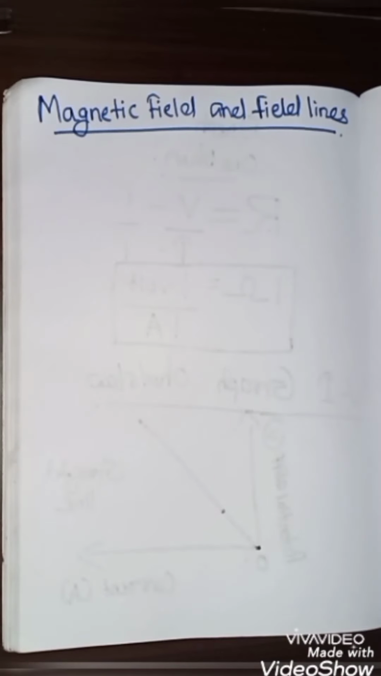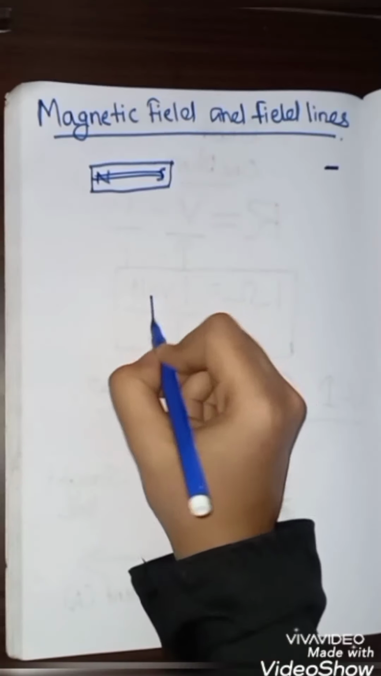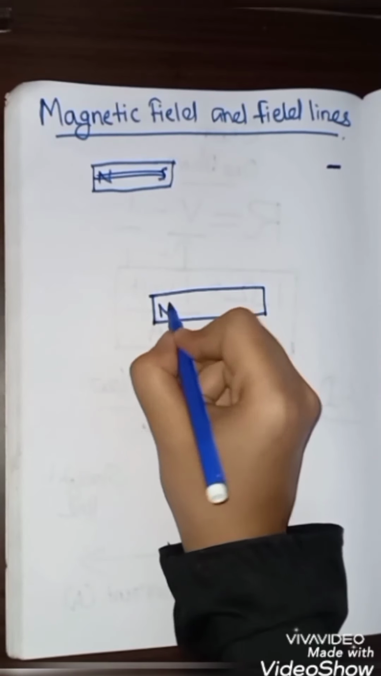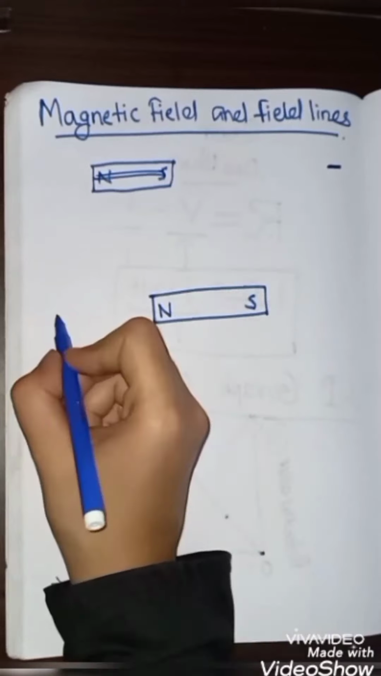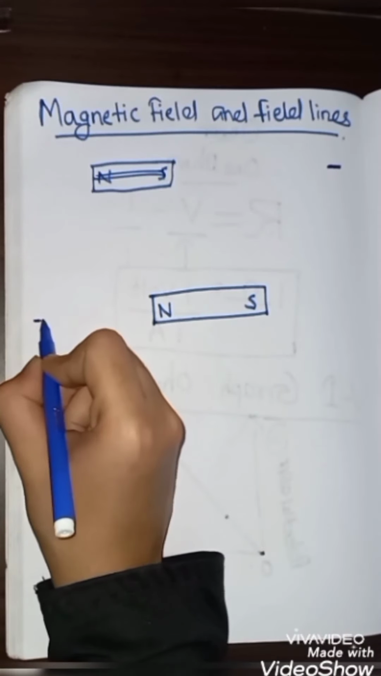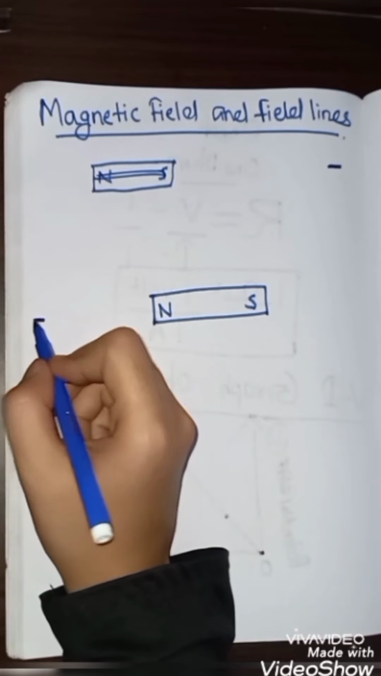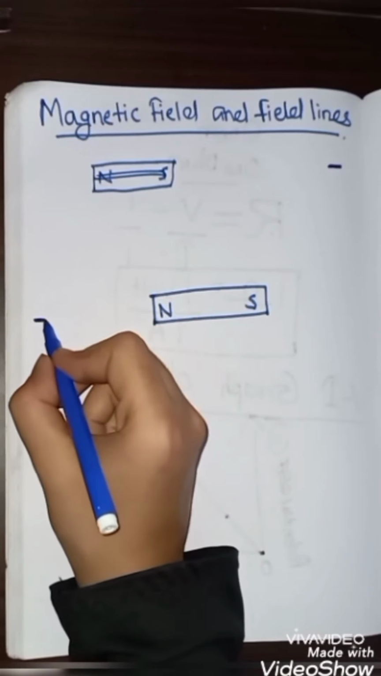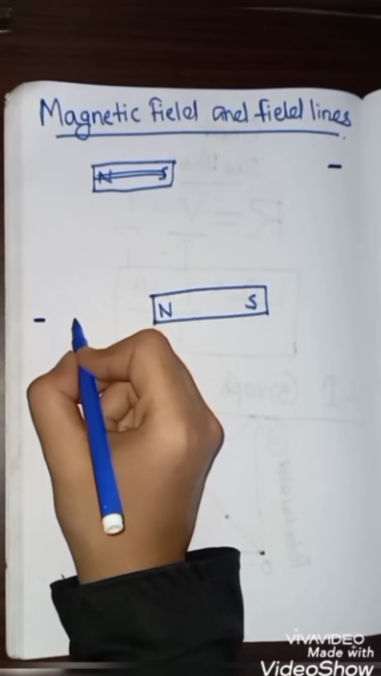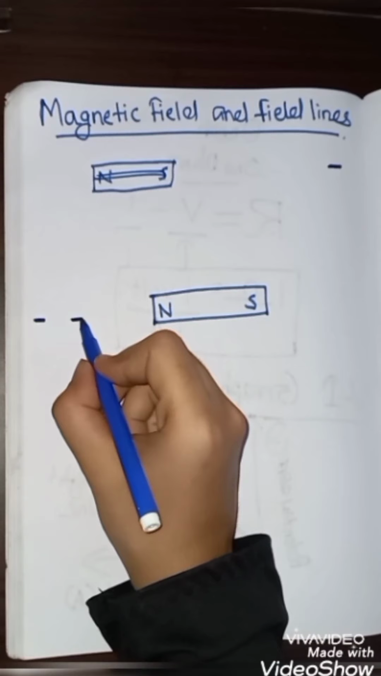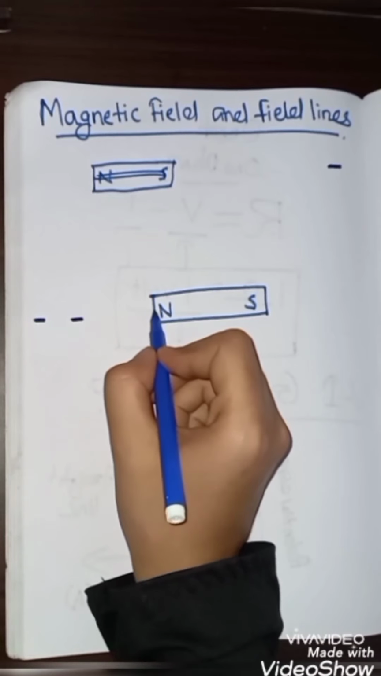What do you mean by magnetic field? There is a magnet, that has a North Pole and a South Pole. I take an iron piece and put it near the magnet. It does not attract or repel. When I put this iron piece near to this, it feels a force of attraction.